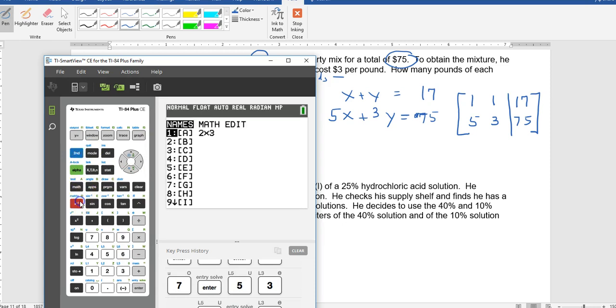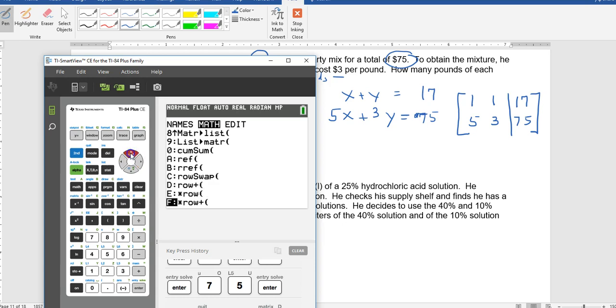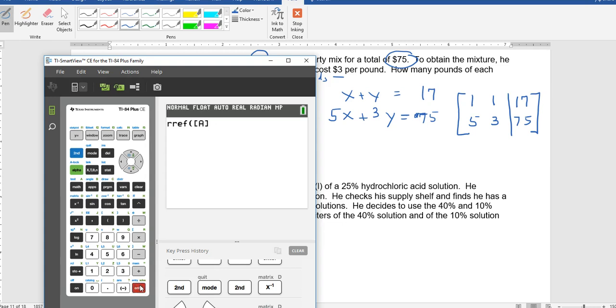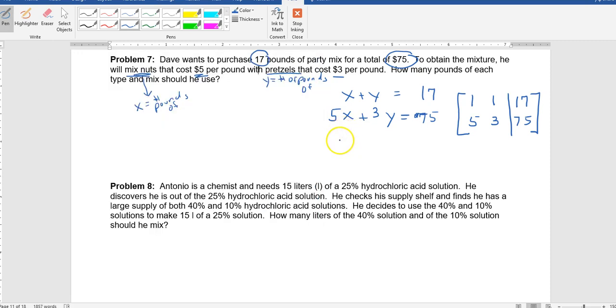Now we go back to do a calculation, and I'm going to go to second matrix, math, and up to choose RREF to do the computation. Where are my numbers? Second matrix and A, hit enter, and then we have our answer. So we need 12 pounds of mixed nuts, and then we had 5 pounds of pretzels. And that's the answer to this one.